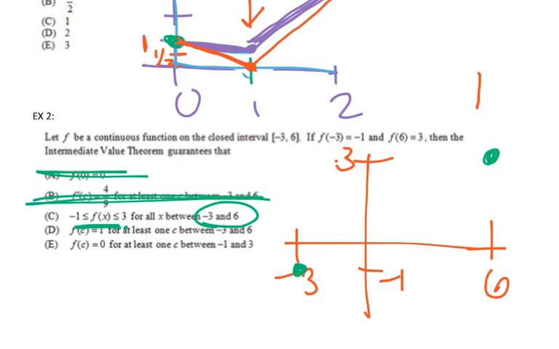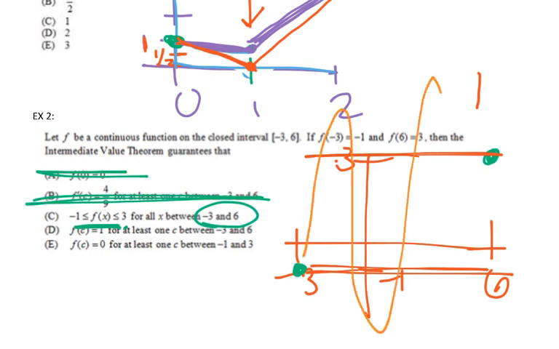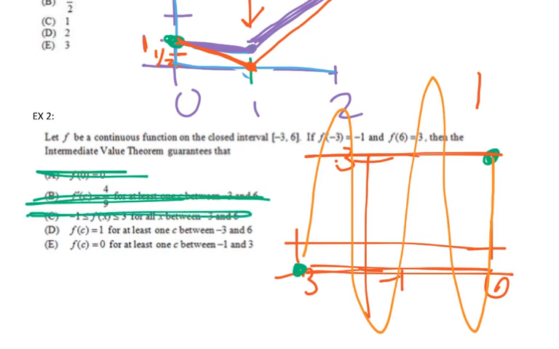Now this is tricky. This might look like a correct answer, but it's not. The IVT doesn't guarantee that you have to stay between these y values. It just guarantees that you will hit every y value in between. But your graph could be going up and down and up and down. It doesn't guarantee that you stay between -1 and 3. Okay, so we can cross out C.